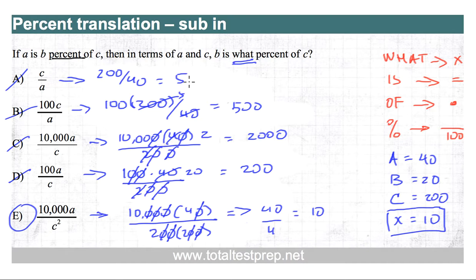So once again, what we did was we rewrote these two statements, A is B percent of C and B is what percent of C, using our percent translation method, just translating the words that you commonly see in percent questions into their mathematical equivalents. We then picked numbers for B and C and figured out what A was. Using that, we figured out what percent B is of C, and then plugged the numbers into the answer choices to see which gave us 10, which is, using the numbers we had, the percent that B is of C, so B was 10% of C.